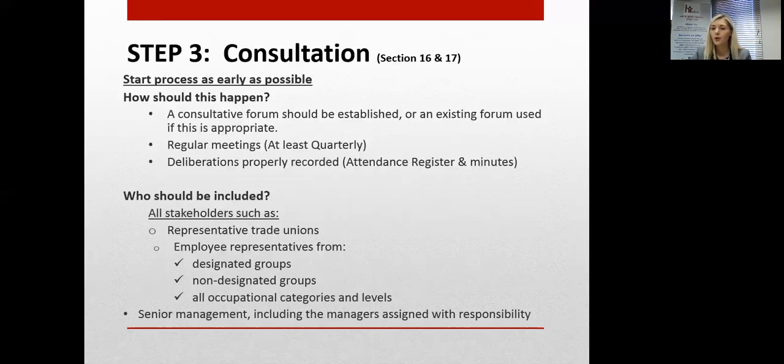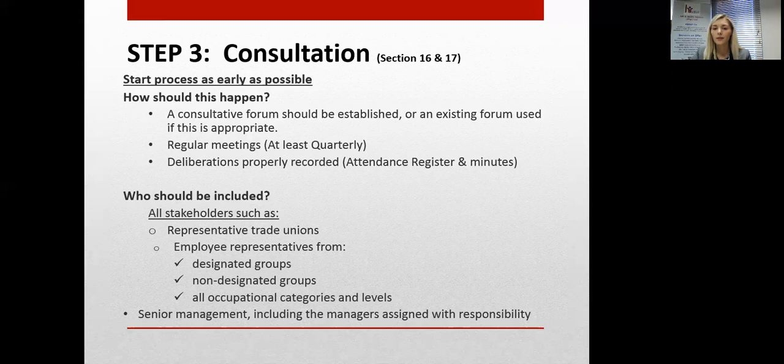Step 3 refers to Sections 16 and 17 of the Act, which is your consultation. What should happen is this needs to be started as soon as possible. It's a very important section to be followed. So we'll start with your consultative forum, the existing one that you have. Okay, they've been elected, they've signed their forms, and their first training session has been completed. After that, you start setting up quarterly meetings to ensure the process is followed correctly on a continuous basis.